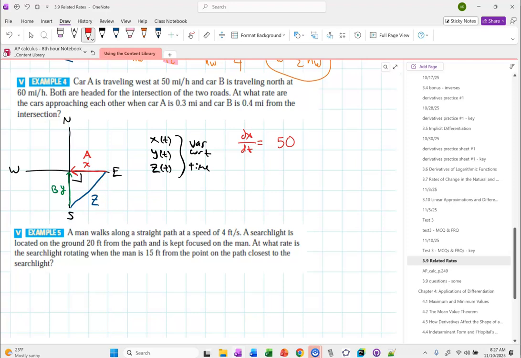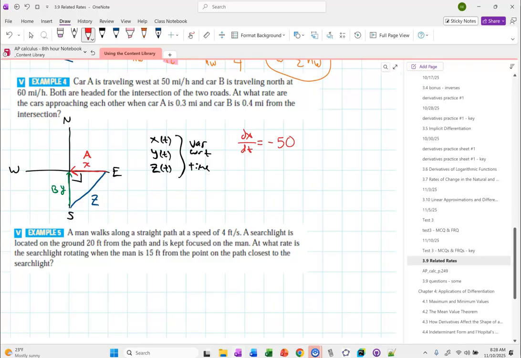I wouldn't think about it that way per se. Think about the length of x. That's getting shorter, right? As it's moving west, that length of x is getting shorter. So the derivative should be negative.